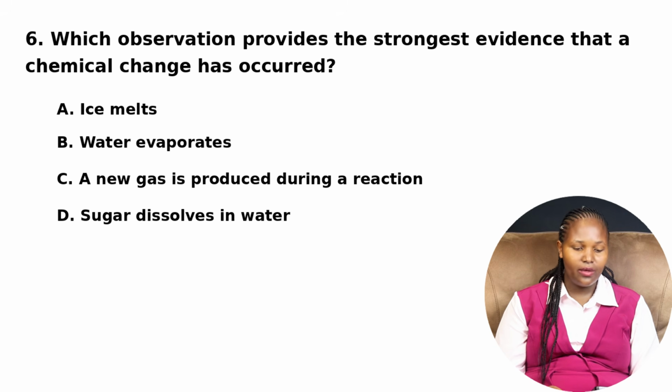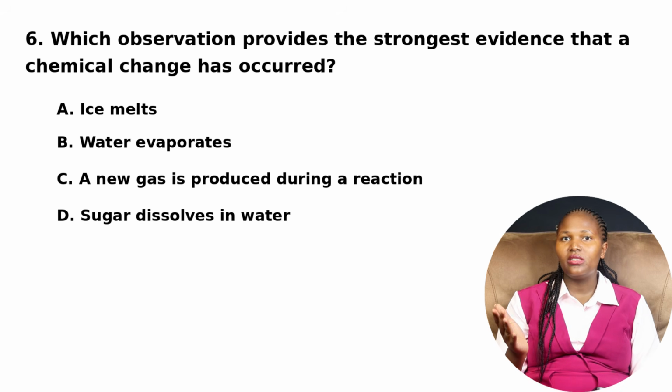So for example, A is about melting. Ice melts. Melting is a physical change of state. And then B, evaporation is also a physical change of state. Melting and evaporation are like opposites, and both of them are physical changes of state. And then D, dissolving sugar does not create a new substance.